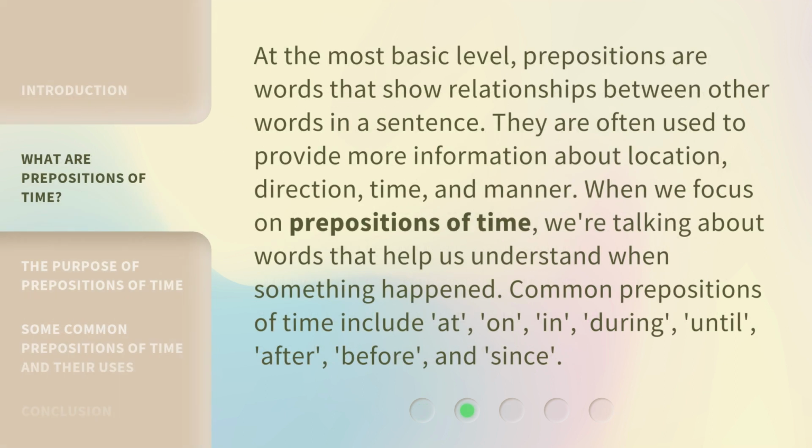At the most basic level, prepositions are words that show relationships between other words in a sentence. They are often used to provide more information about location, direction, time, and manner. When we focus on prepositions of time, we're talking about words that help us understand when something happened. Common prepositions of time include at, on, in, during, until, after, before, and since.